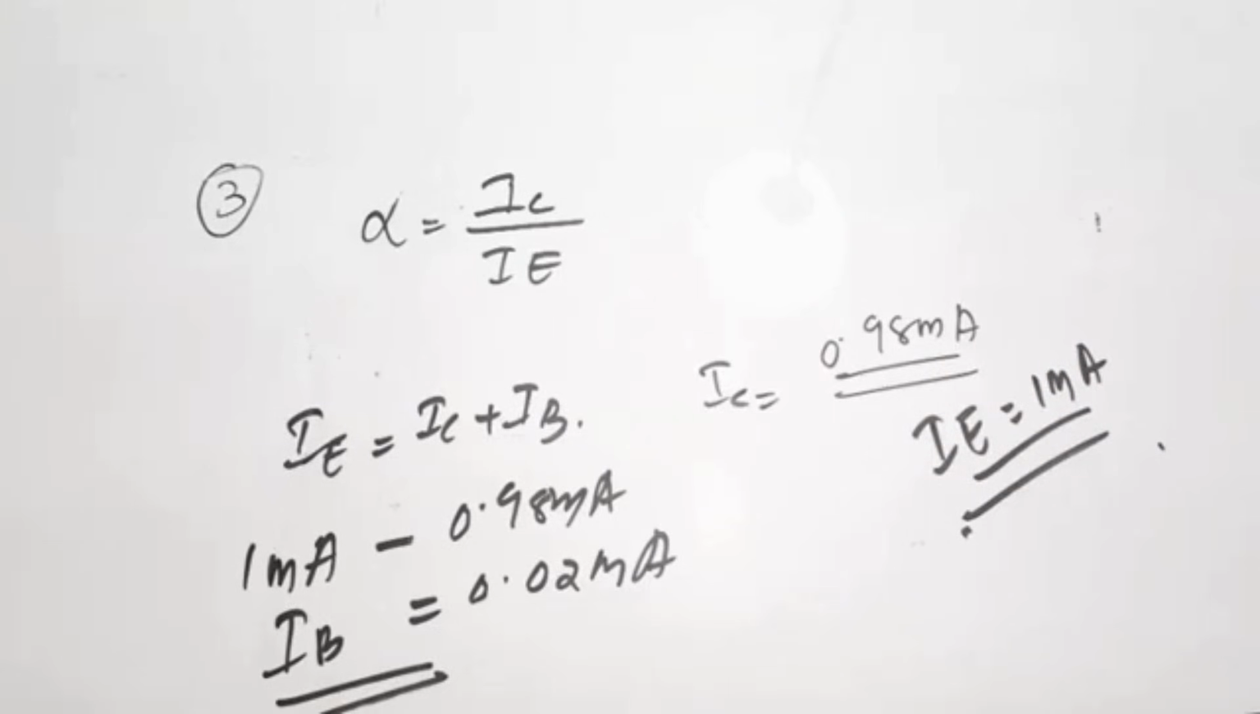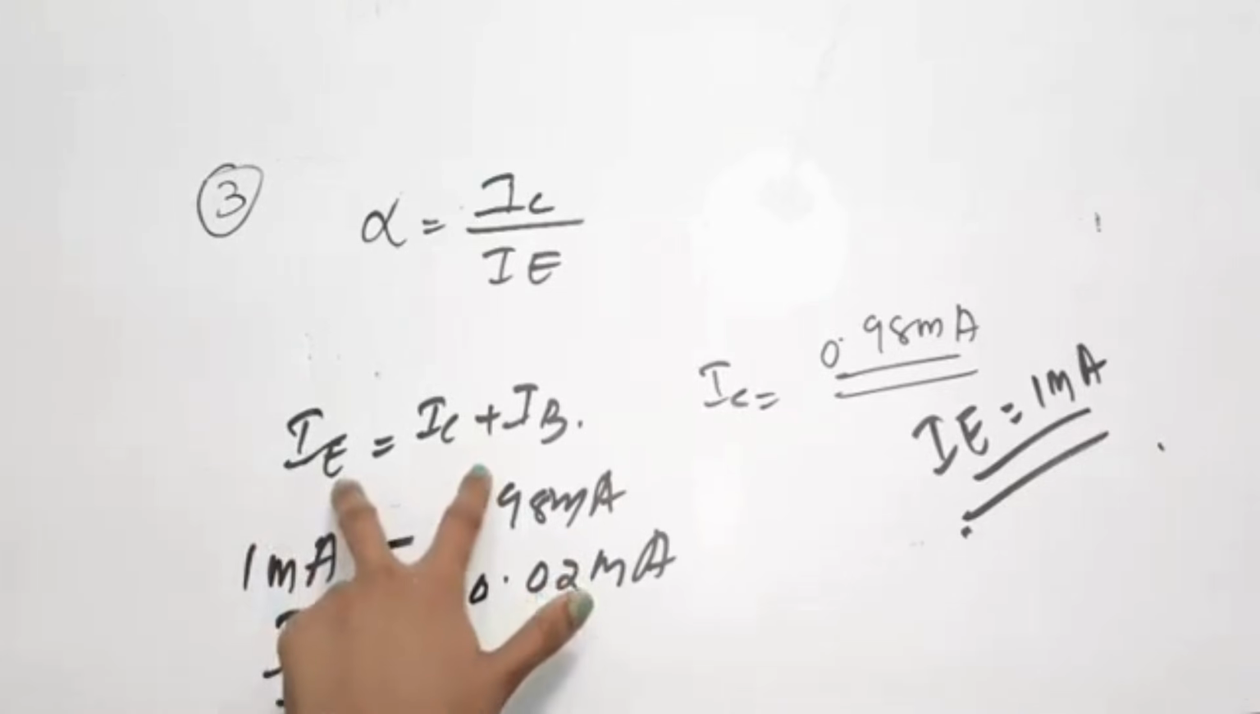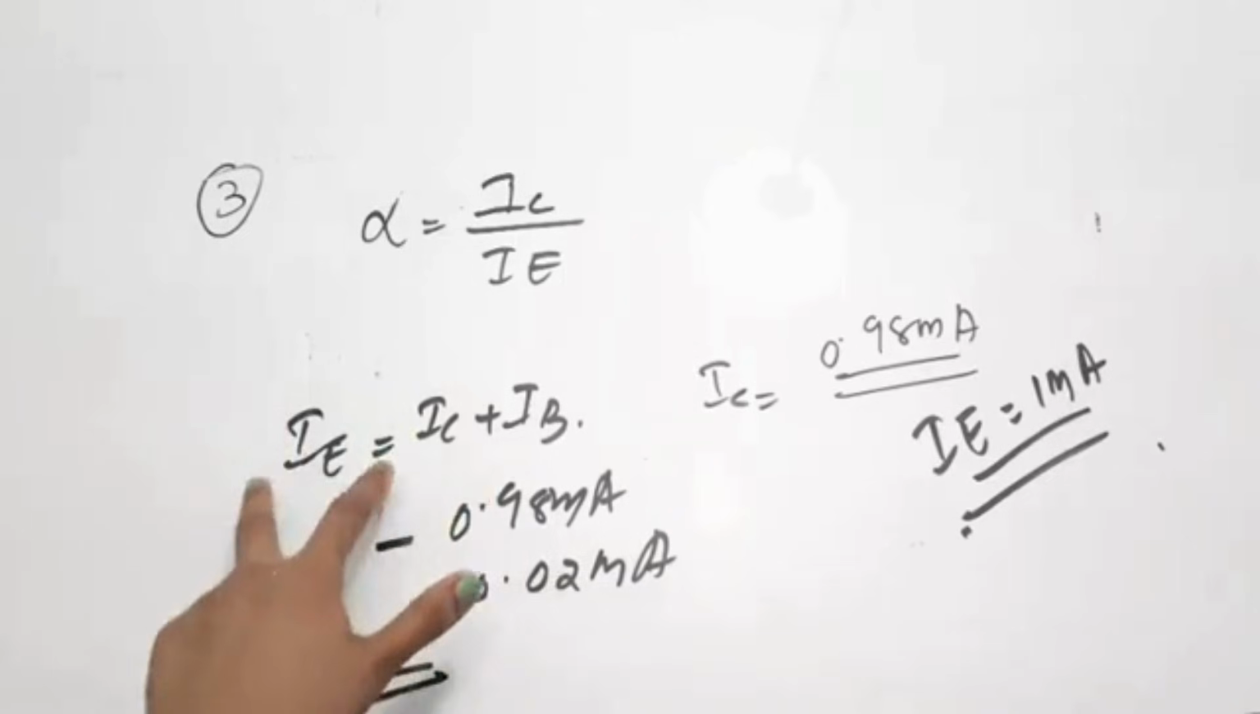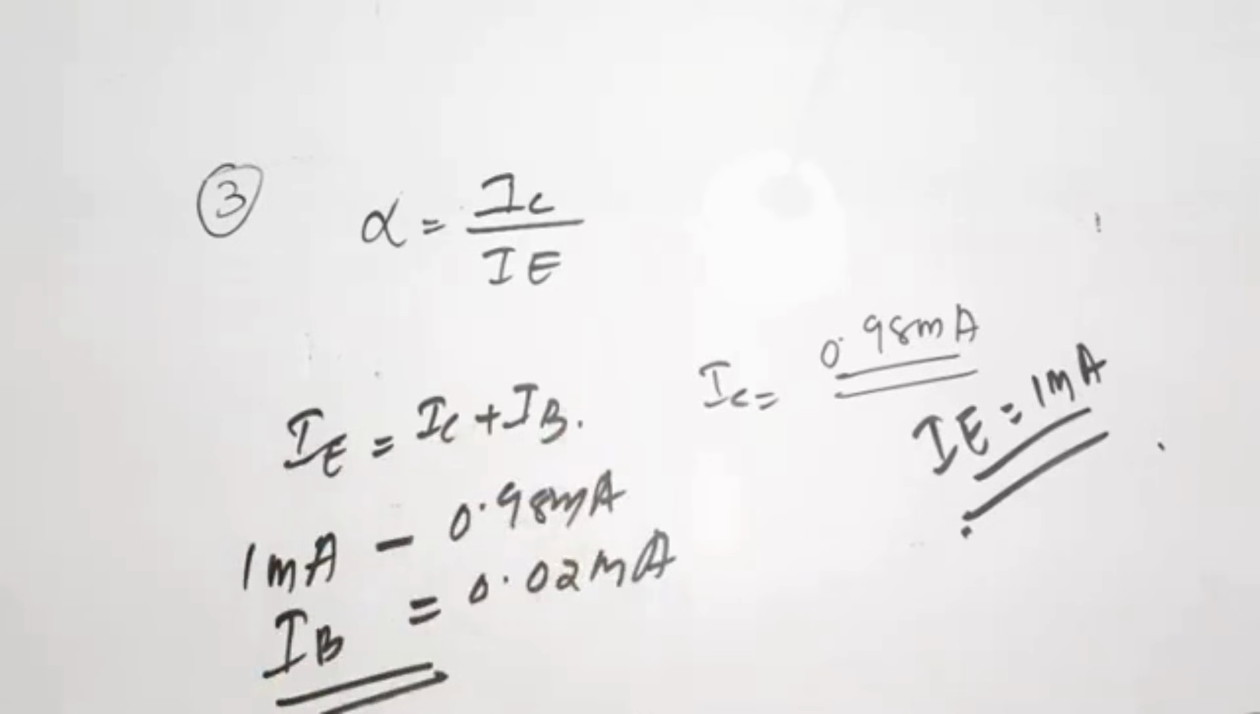Now we have the collector current and we have the alpha value. So from this relation we'll try to find out IE, right? Again, we have this famous relation of the three currents. In that, if you substitute IE and IC, you will get the value of the base current. So the answer coming is option C, 0.02 milliamperes. The answer for the third question is option C.